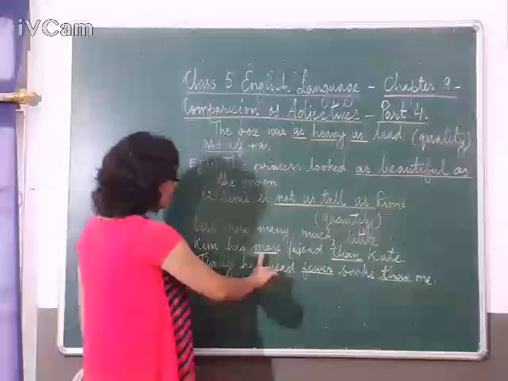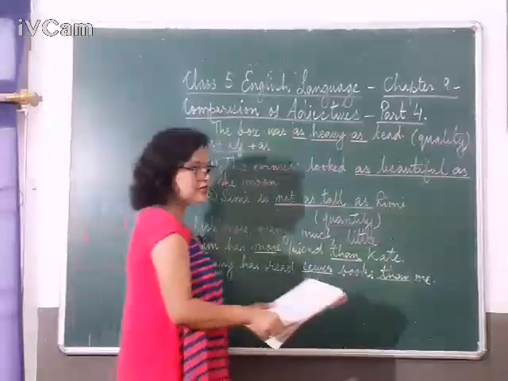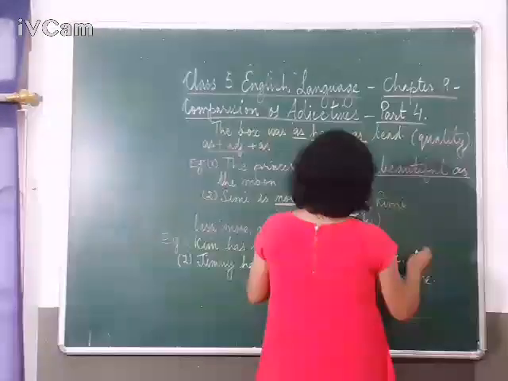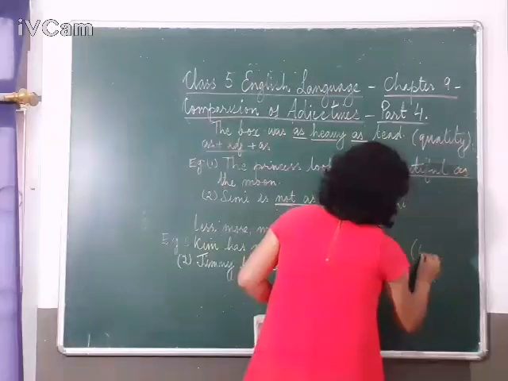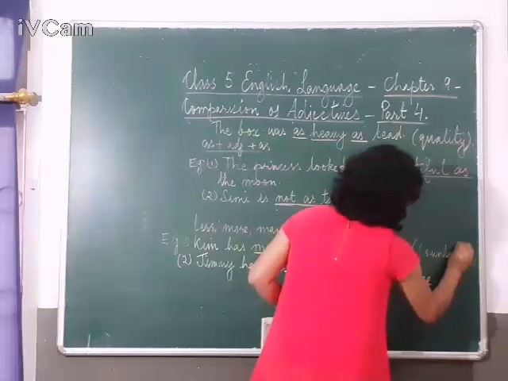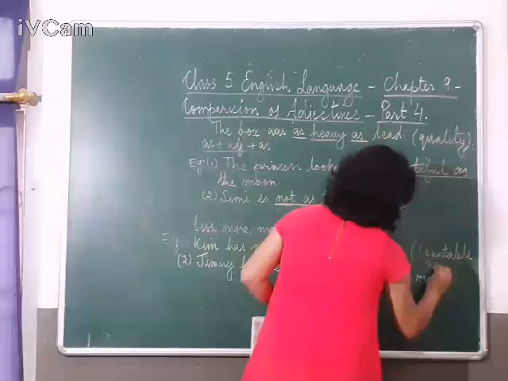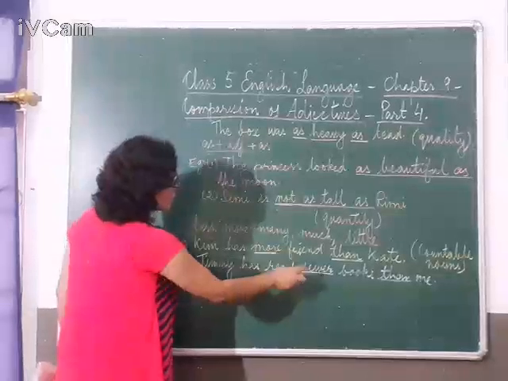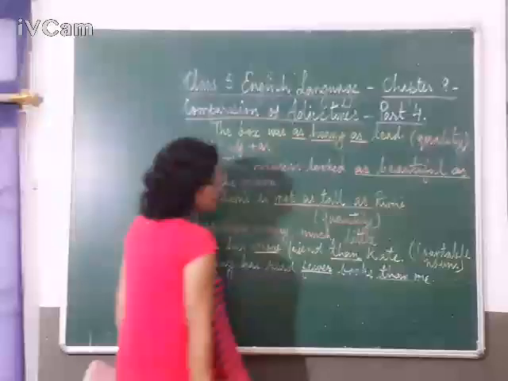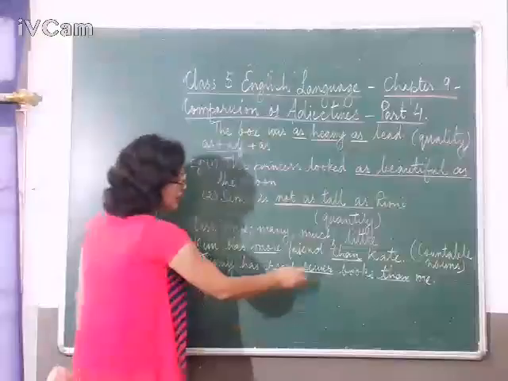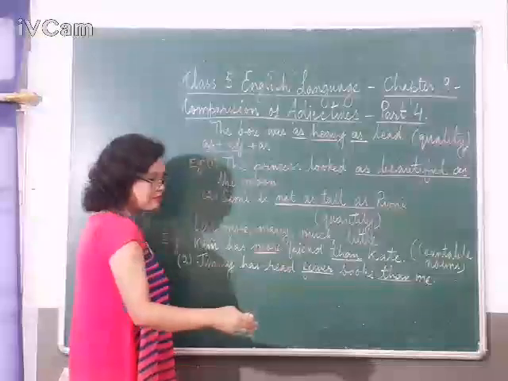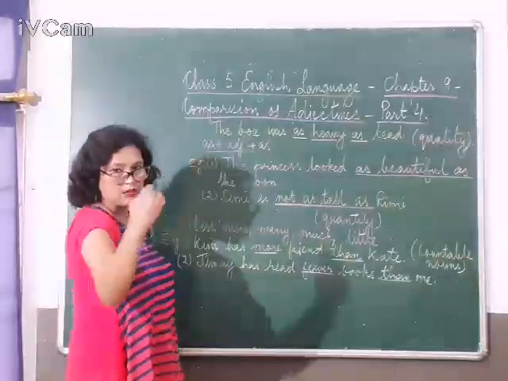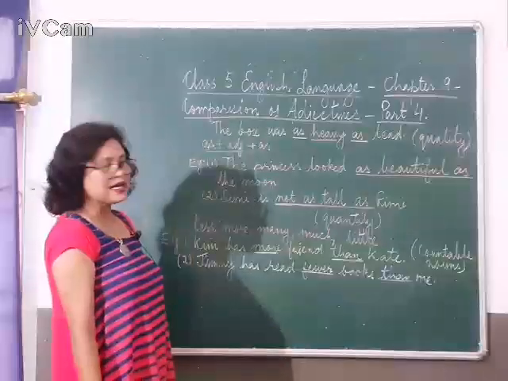So these words more and fewer, we use them when we compare countable nouns, okay? More and fewer we use when we compare countable nouns, because you can count friends, you can count books, you can count them, isn't it? So more than or fewer than we use when the sentence is about countable nouns.